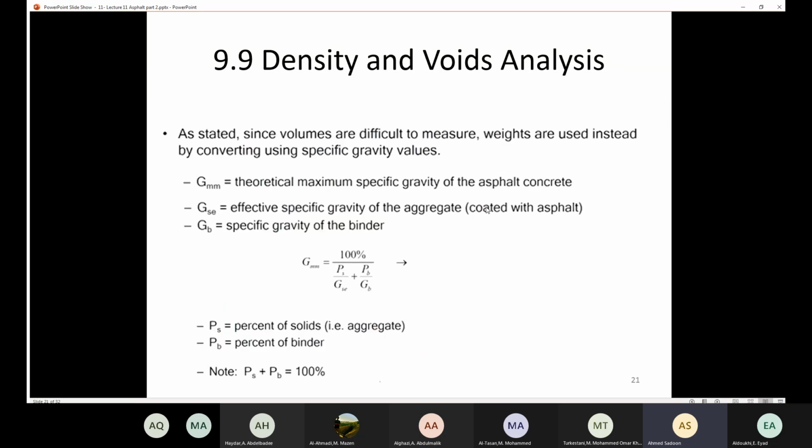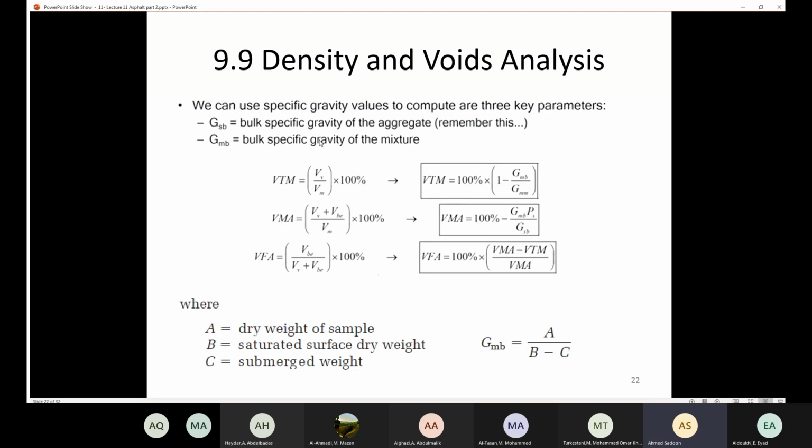How to determine GMM? From this formula. How to determine the GMB? This one should be done in the lab. I'm going to use this formula: GMB is going to equal A over B minus C. A represents the dry weight of the sample, B represents the saturated surface dry weight, and C represents the submerged weight. So if I know those values, I'll be able to determine GMB. GSB represents the bulk specific gravity of the aggregate, and if you are going to ignore the absorption, then GSB is the same as GSE.